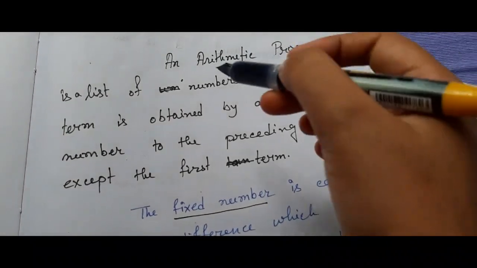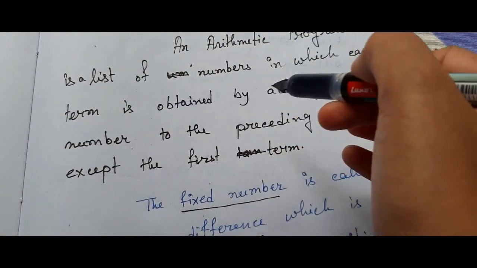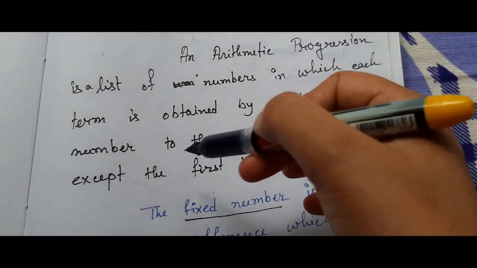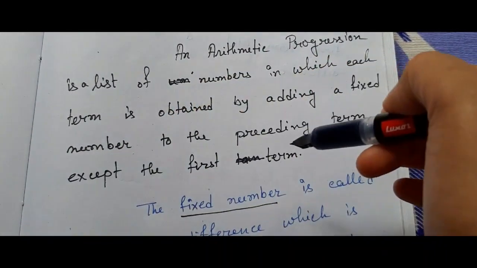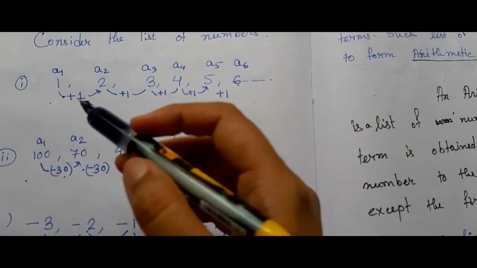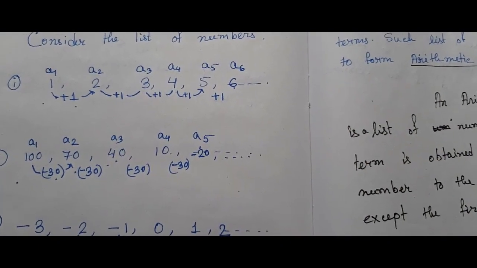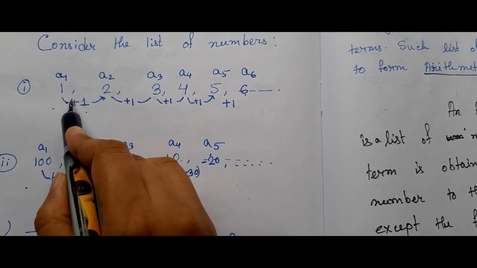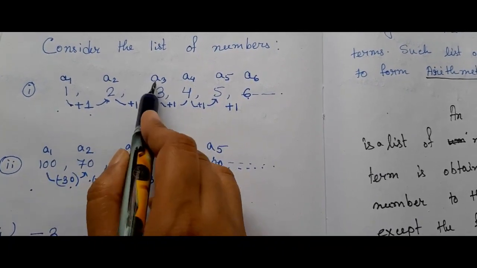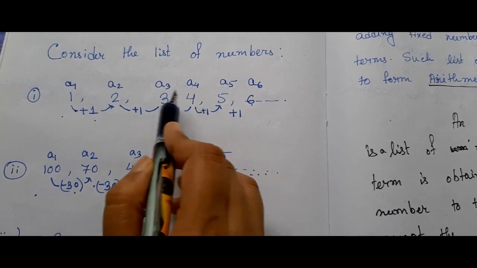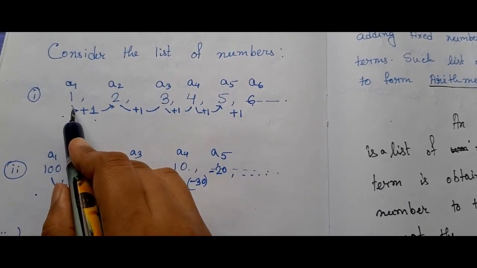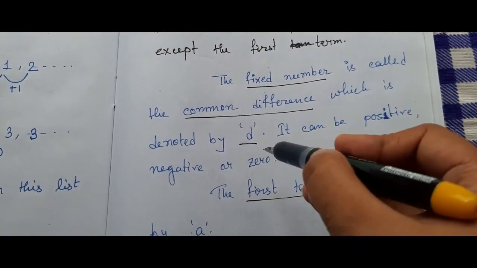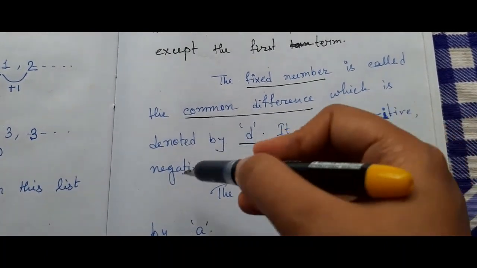So what is arithmetic progression? An arithmetic progression is a list of numbers in which each term is obtained by adding a fixed number to the preceding term, except the first term. This fixed number is called the common difference and it is denoted by D. It can be positive, negative or 0.